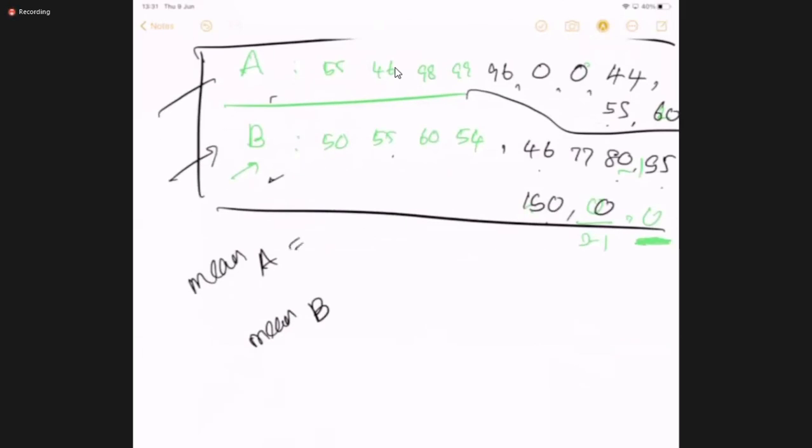Let's say the mean of player A is 70. I didn't calculate it, right? Mean A is 70 and mean B is, let's say, 68. Now we have found their mean or average values. Now tell me, which player is the best player? Player A or player B? What do you think?